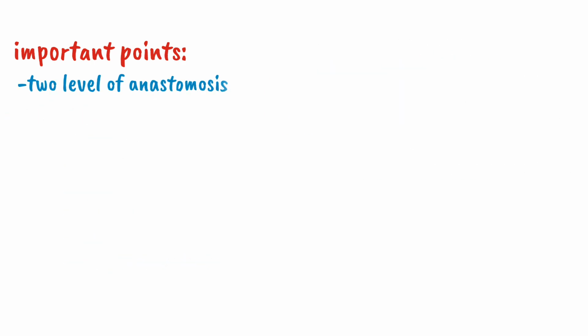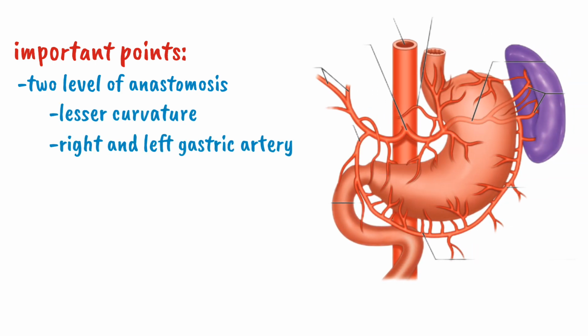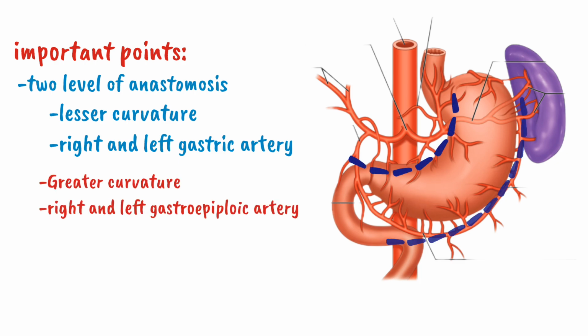And there are two levels of anastomosis in the celiac trunk. The first one is along the lesser curvature between the right and left gastric artery, and the second one is along the greater curvature between the left and right gastroepiploic artery. Now let's discuss all of these branches of the celiac trunk in relation to the diagram.